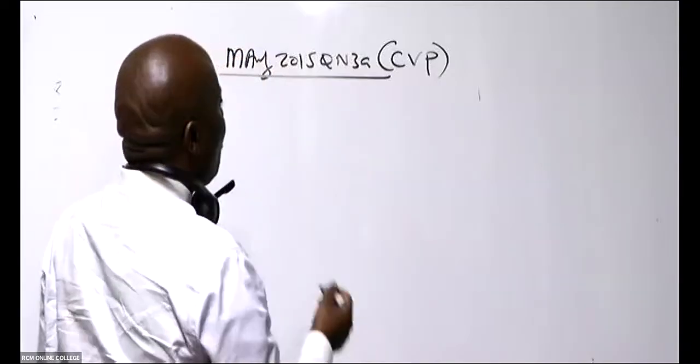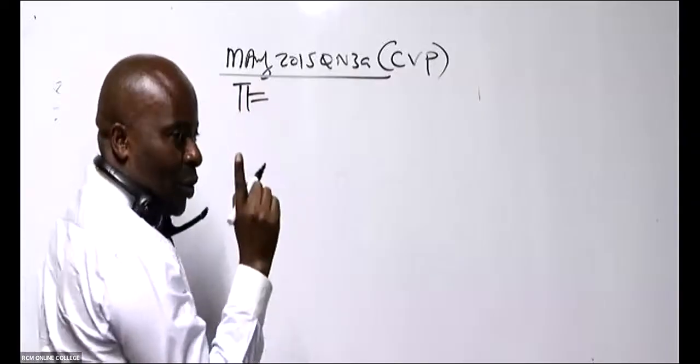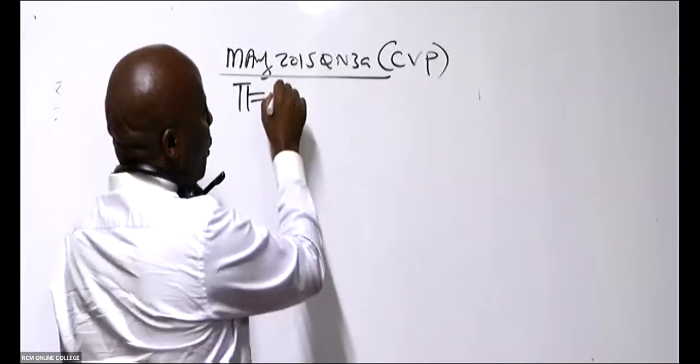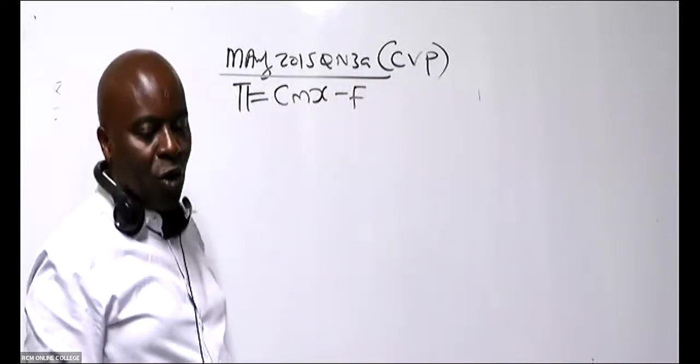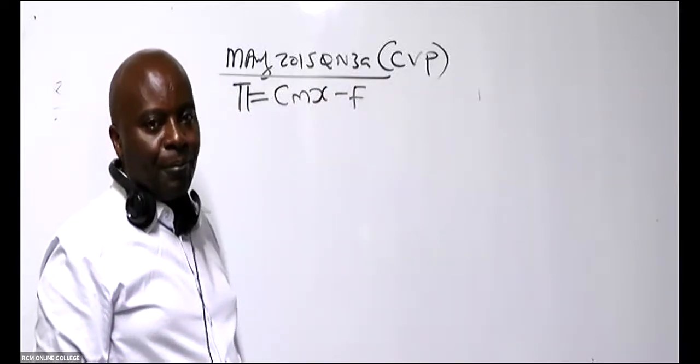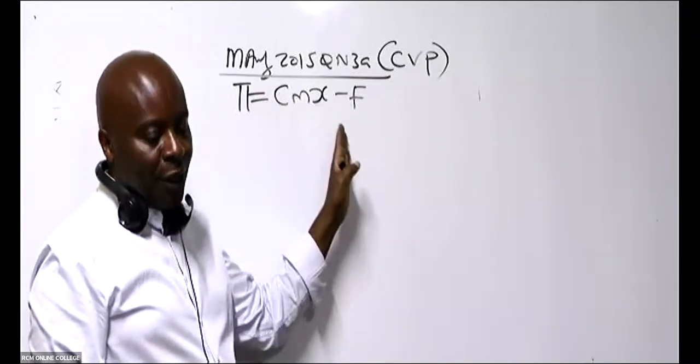When we plan for profit, we said in our last class that we must always be able to remember our profit equation, where our profit will always be equal to CMX minus what here, somebody? Minus fixed cost. So profit is total contribution minus fixed cost of the organization.